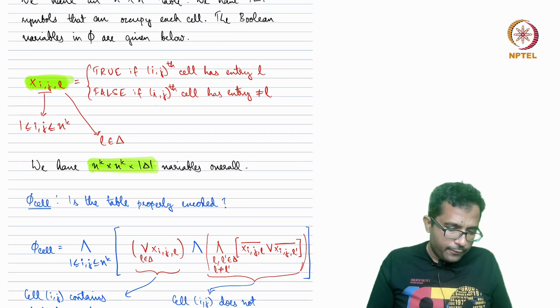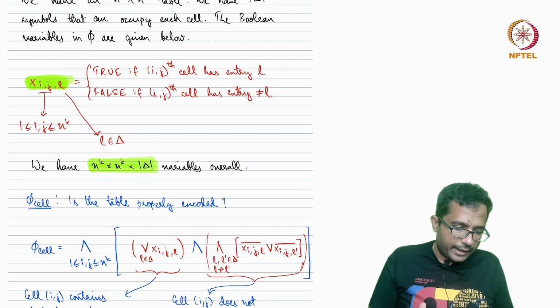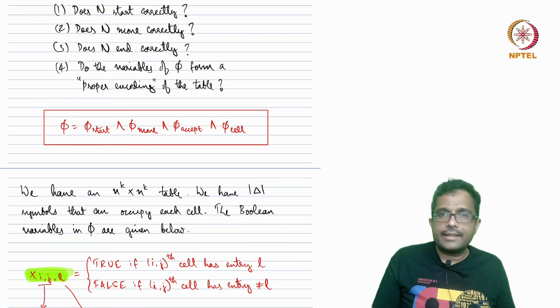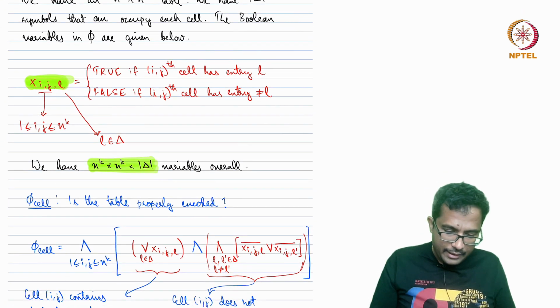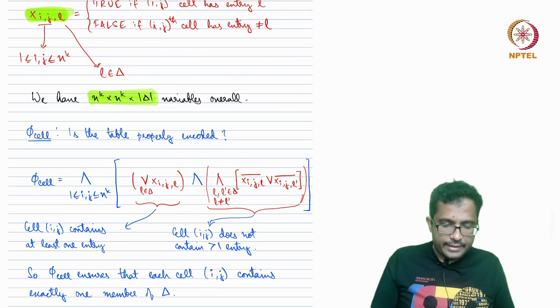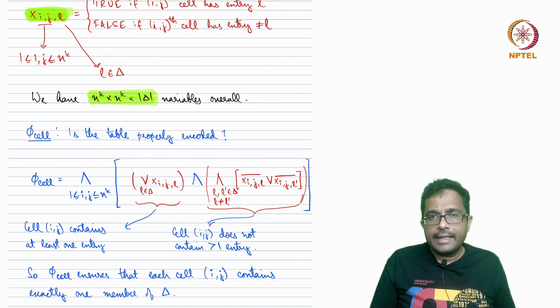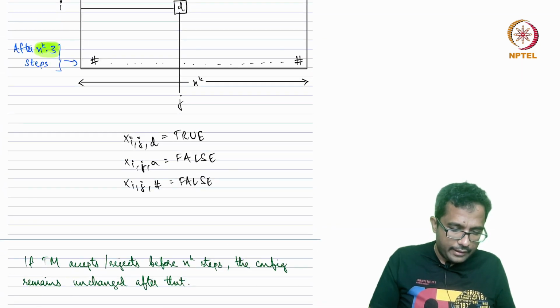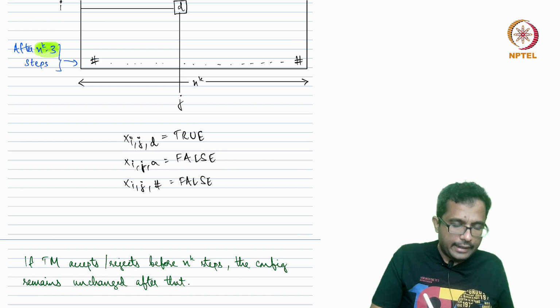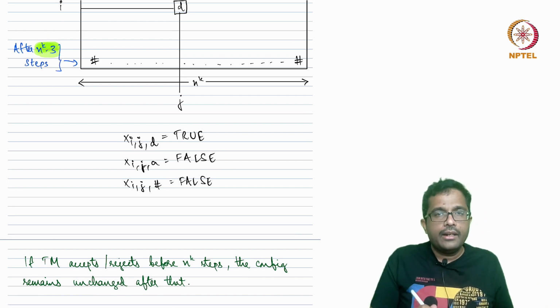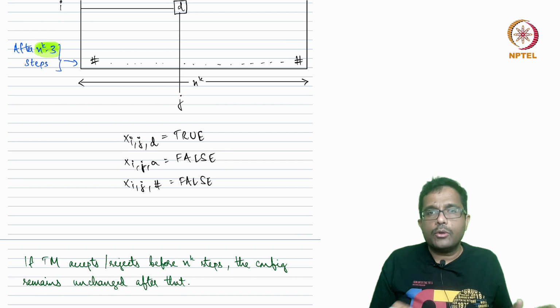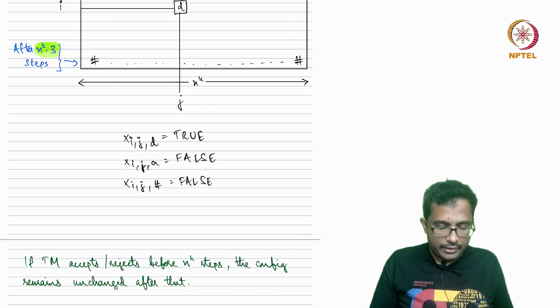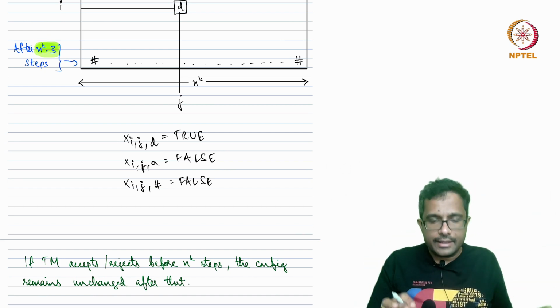So the first thing that we will define is phi cell, which is a sort of technical thing that I mentioned. This indicates whether the table is properly encoded, meaning we have a bunch of variables, xij d, xij a, xij hash, etc. Do these encodings denote a proper table, proper meaning something that is valid?